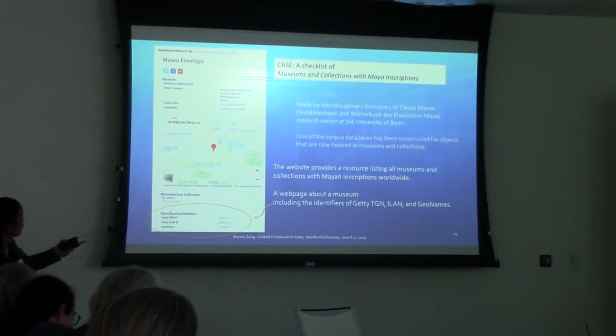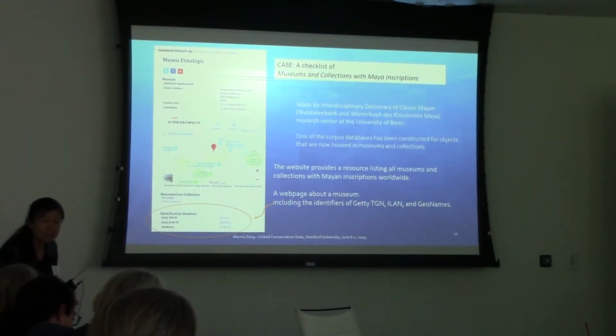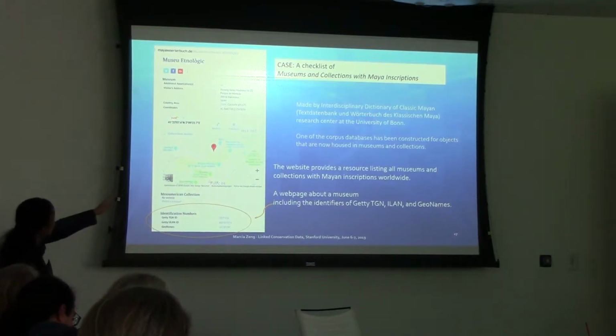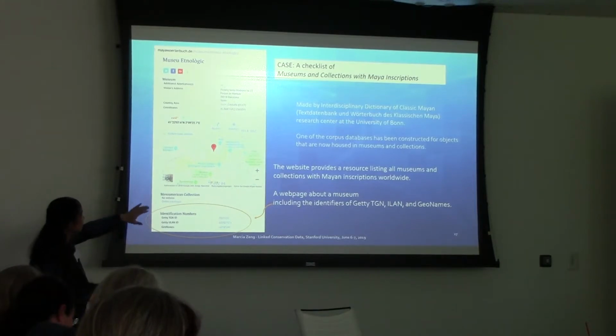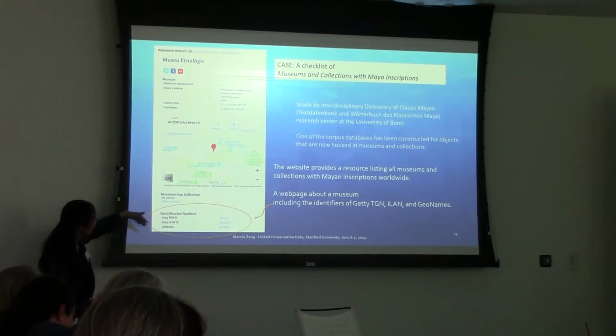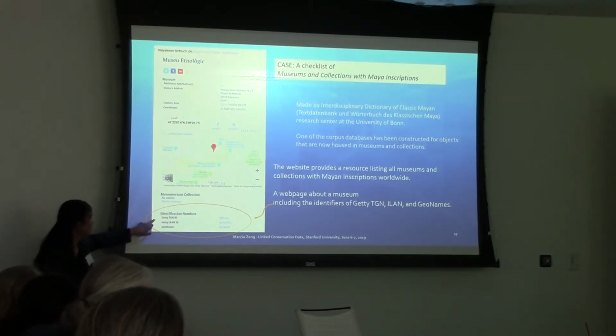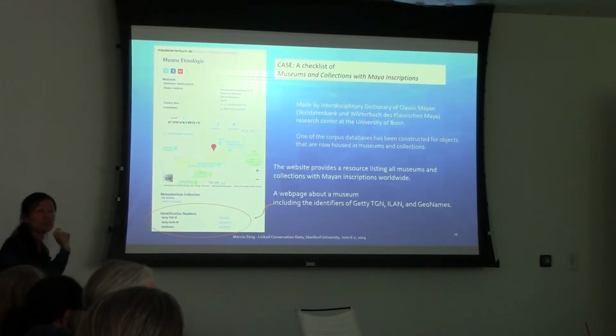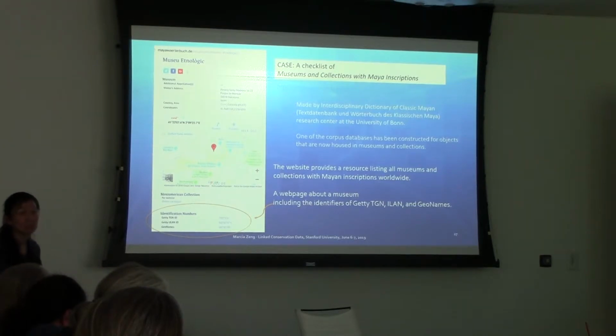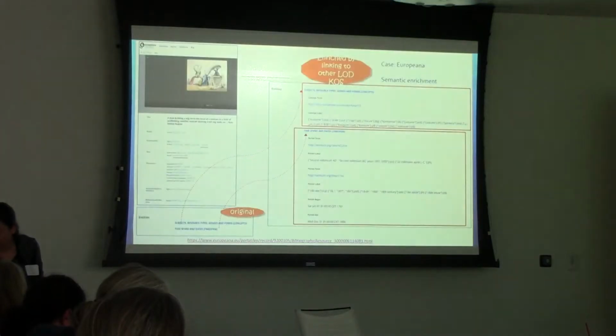I bring this one because I think maybe that's another useful resource for our group to pay attention to as well. So this is the museum and collections with Maya inscriptions, which collected so many things there. Where you find it, you base it on the Getty TGN and the ULAN and GeoNames to find this particular museum, particular location, particular things that have this Maya collection.